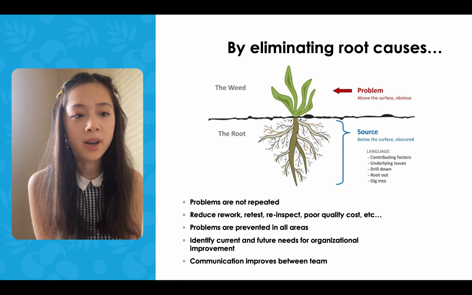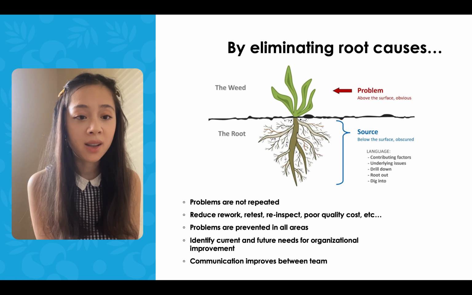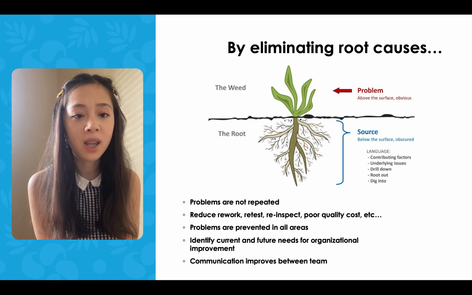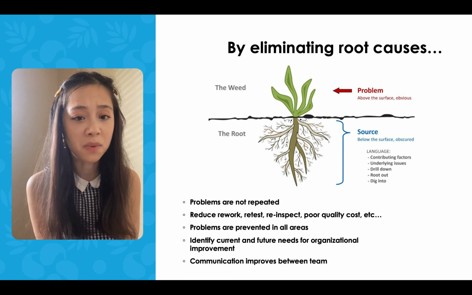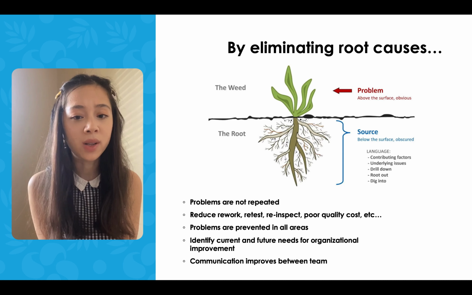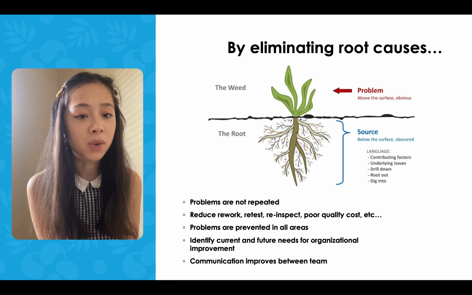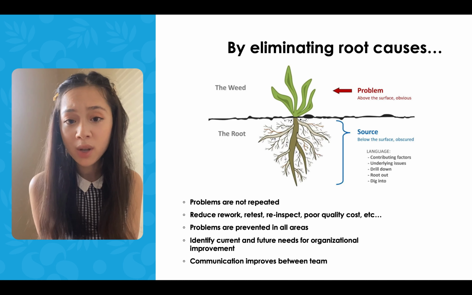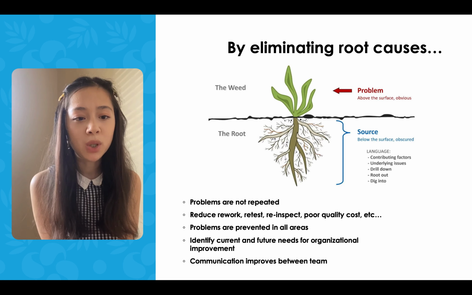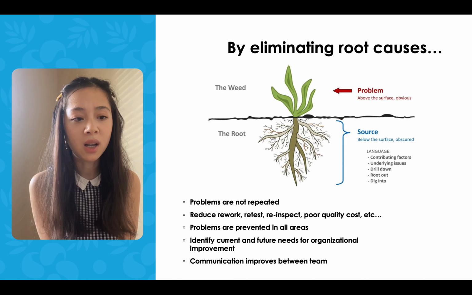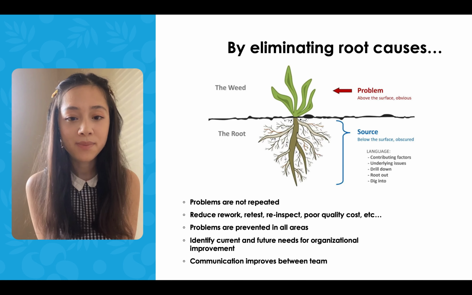By eliminating root causes, we are no longer repeating the problem. We are reducing rework, retest, and reinspect, and just having a more cost-effective approach. And the problems are prevented in all areas, hence why we look at multiple roots. And then we identify current and future needs for organizational improvement. And communication between team members is better because information is being relayed in a more structured way.